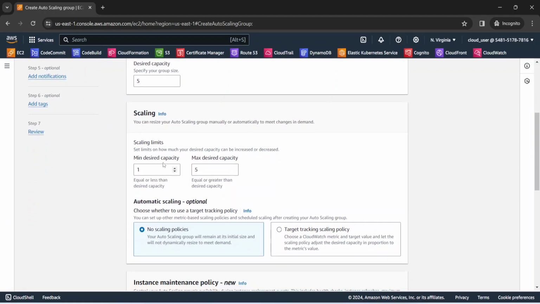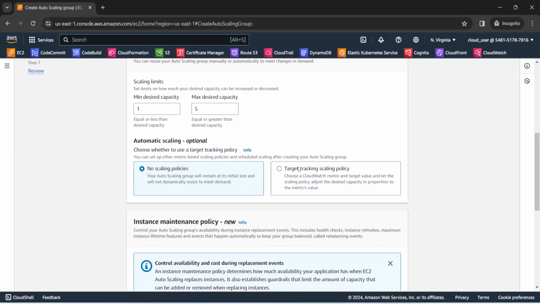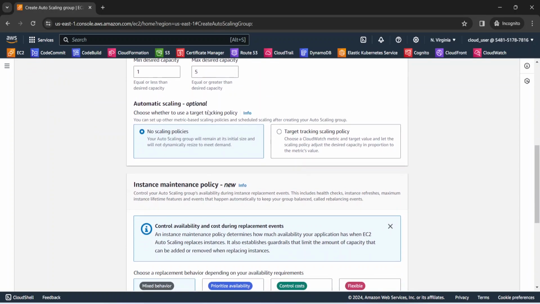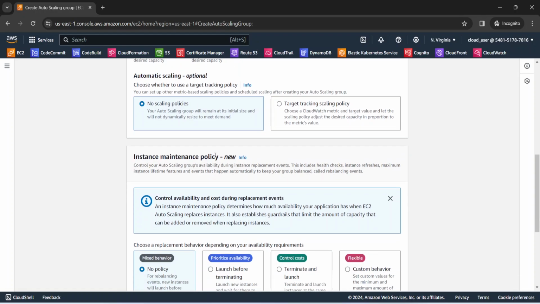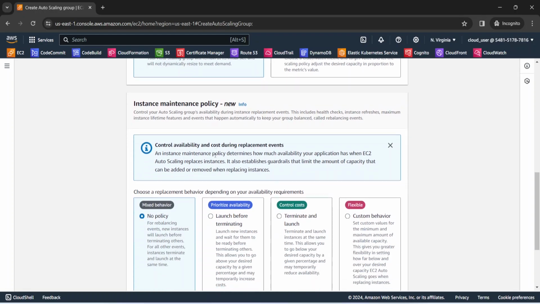So minimum desired capacity will be 1, because one instance will always be available and it can go up to 5. So we'll also let it be 5, I think, for testing purposes. So automatic scaling is optional. So I'll just ignore that for now.